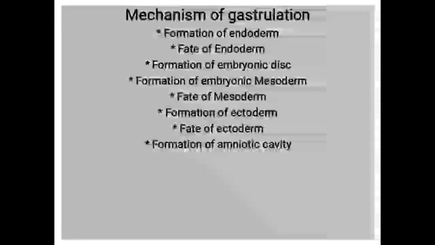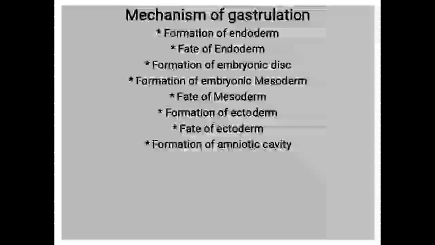Hello, welcome students. Today we are discussing the mechanism of gastrulation. In earlier videos we have studied that gastrulation is a process by which the blastocyst is changed into a gastrula larva with three primary germ layers.